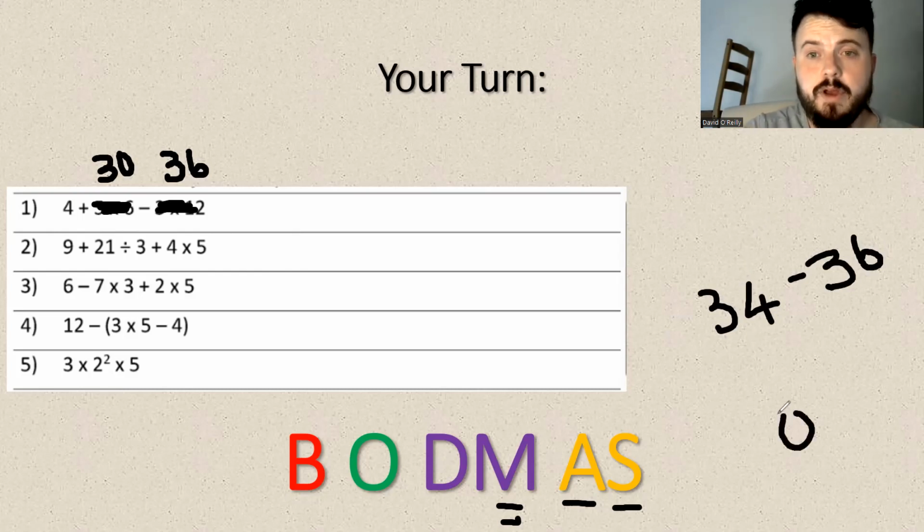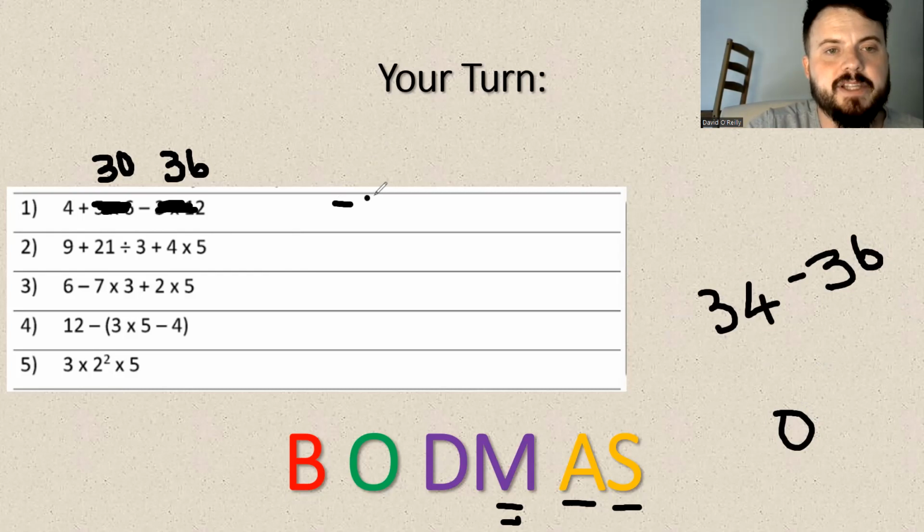0. But I need to take another 2 away because I'm not taking 34 away. I'm taking 36 away, which is 2 more. So I've got to take 2 more away from 0. So what's 0 subtract 2? Of course, it's minus 2, negative 2. Okay, so well done if you've got that one.